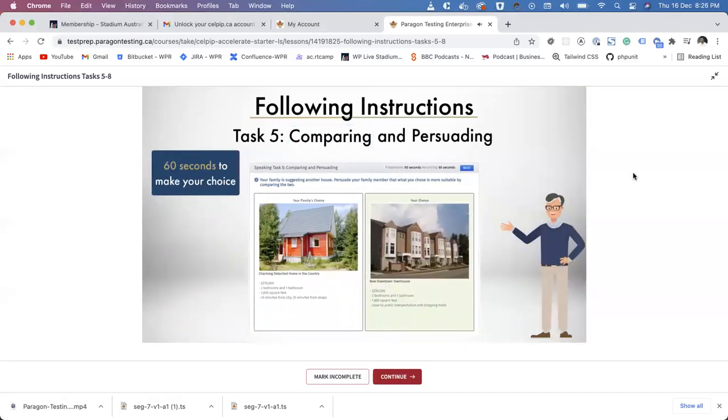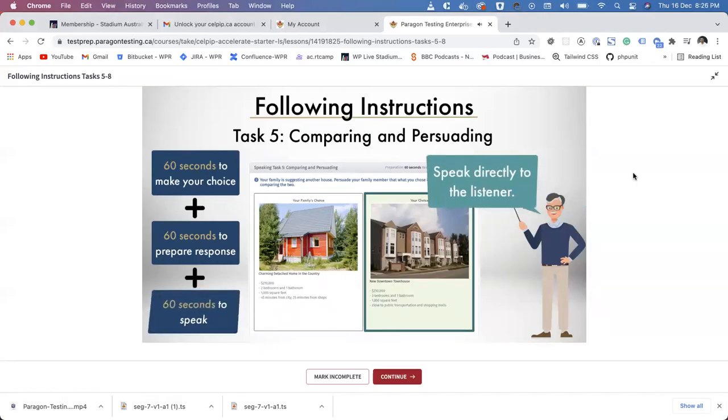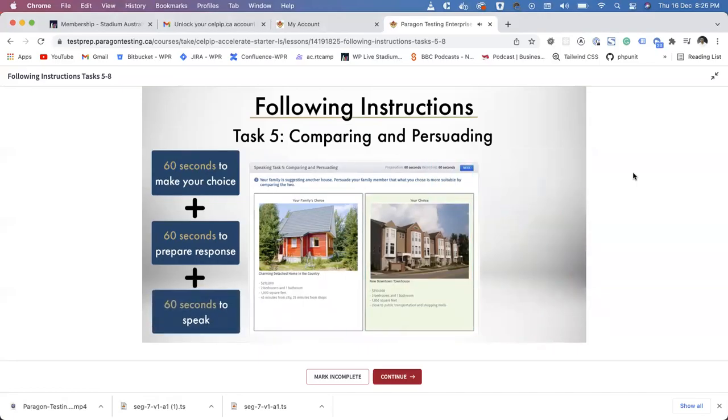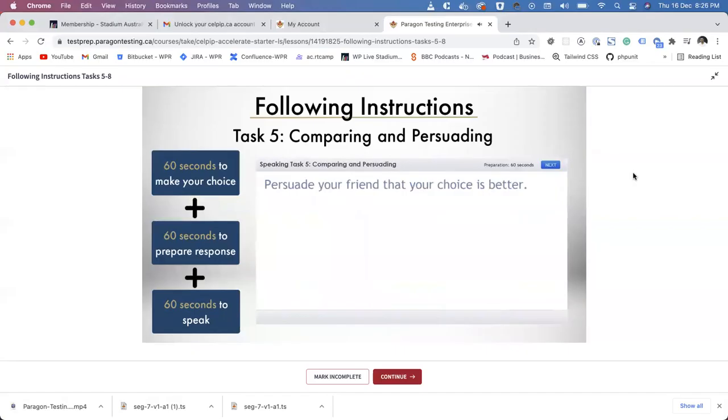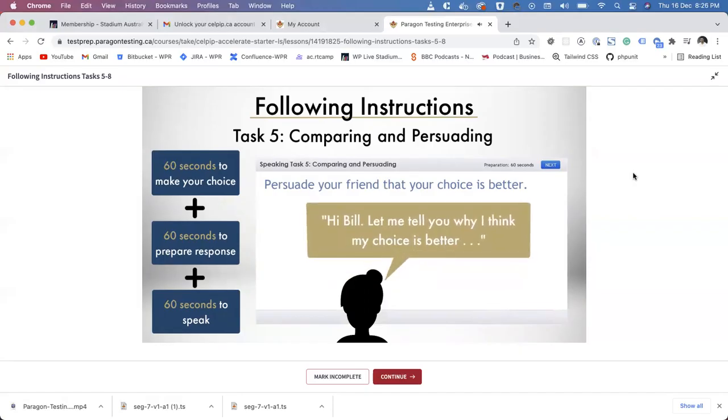You will then see a screen in which your selection will be presented alongside another choice made by someone else. You will have 60 seconds to prepare your response, in which you will have to explain why your choice is better. Remember, you are trying to persuade the person who made the other choice that yours is the better option. So remember to speak directly to that person. If the instructions say, persuade your friend that your choice is better, don't say, I would tell my friend that. You should say something like, hi, Bill, let me tell you why I think my choice is better.